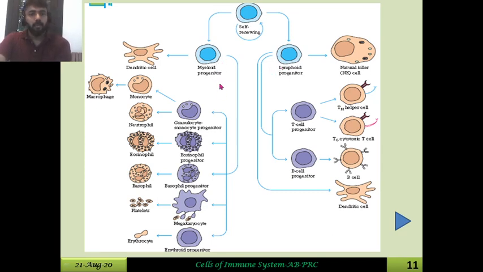And when we talk about the myeloid progenitor, we have a number of progenitors, like all those progenitors for monocytes, neutrophils, eosinophils, basophils, even platelets and erythrocytes. All those are coming from the myeloid progenitor. You can see here the megakaryocyte. These are the cells from which the platelets are originating.